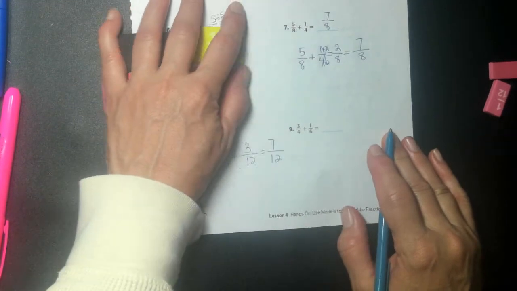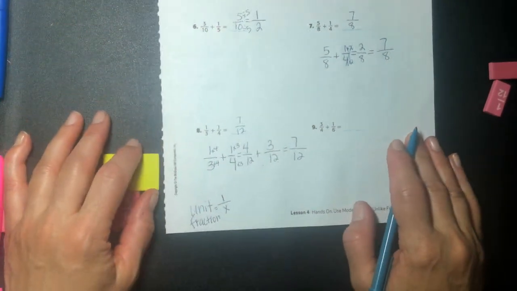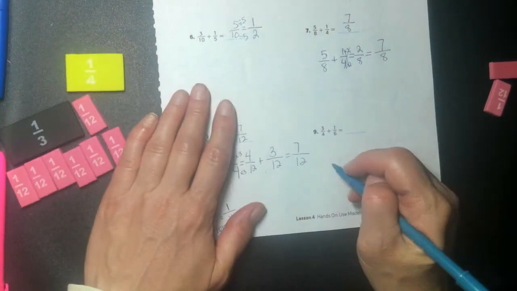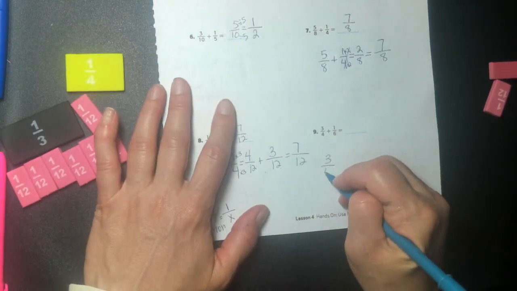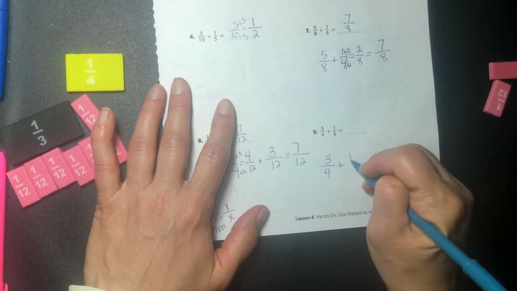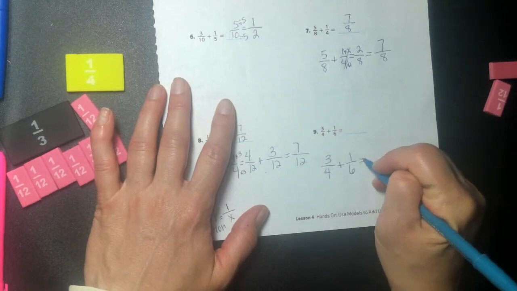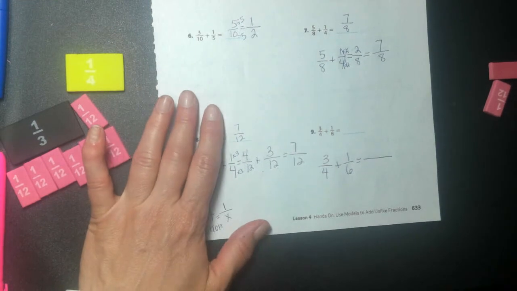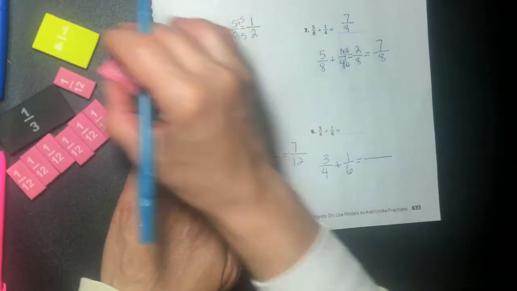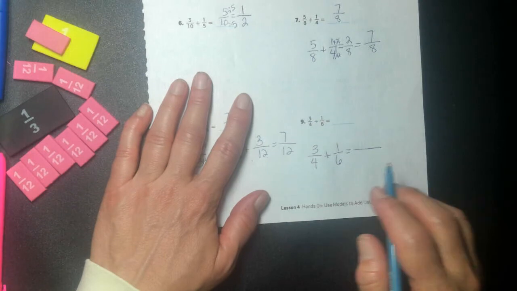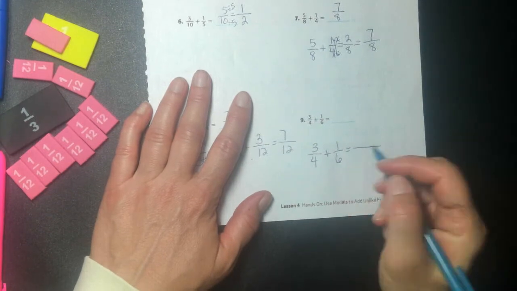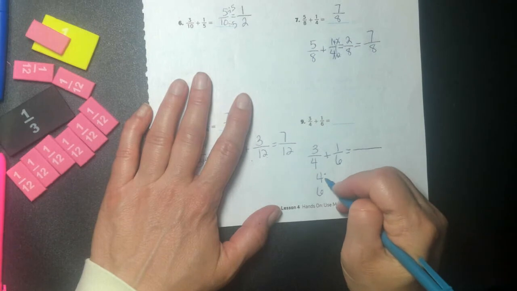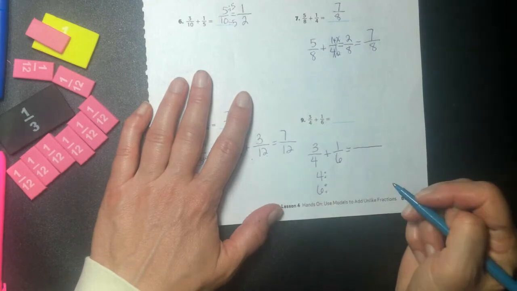Alright, one last over here. 3/4 plus 1/6. Alright, so I am looking for my least common multiple, and I could get out all my little models, and that is what we would do if we're in class, but we'd probably run out of time there too, and I'd make you do it this way. So I'm going to take my 4 and my 6. I'm going to find the multiples.